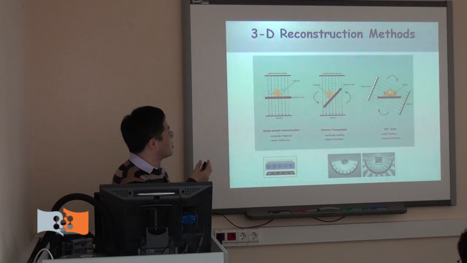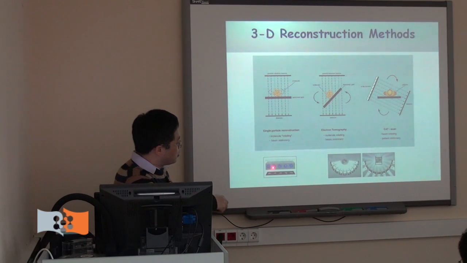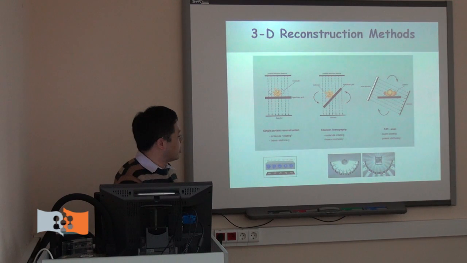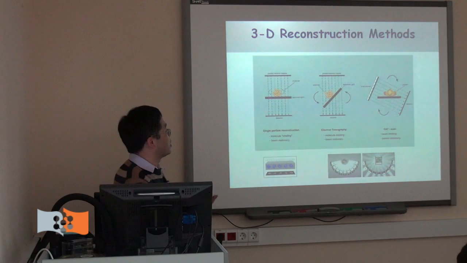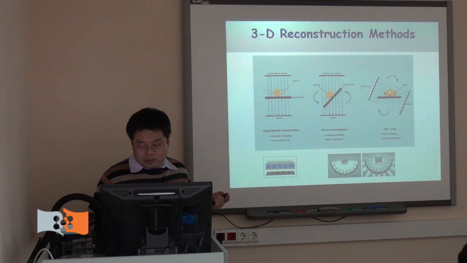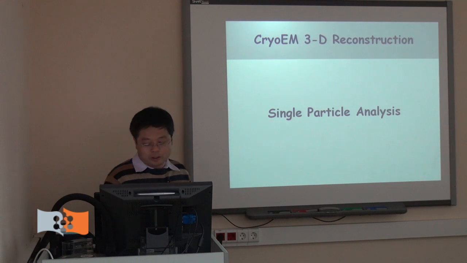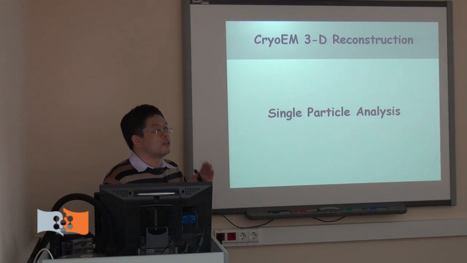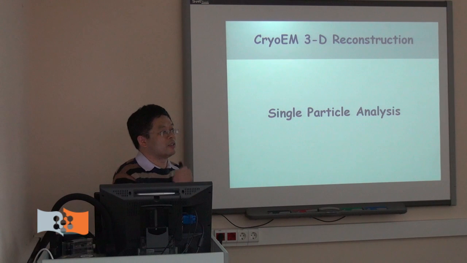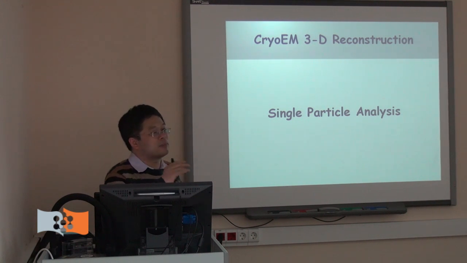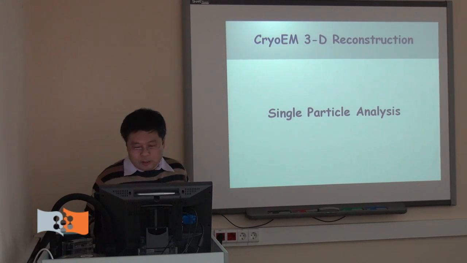So the requirement of this method is that your object must be very homogeneous, but in different random orientations. So this is the idea of the single particle. Basically we have two kinds of methods. For single particle analysis, the basic requirement is that your sample, your particles, must be homogeneous. I will give more details of how single particle analysis works.